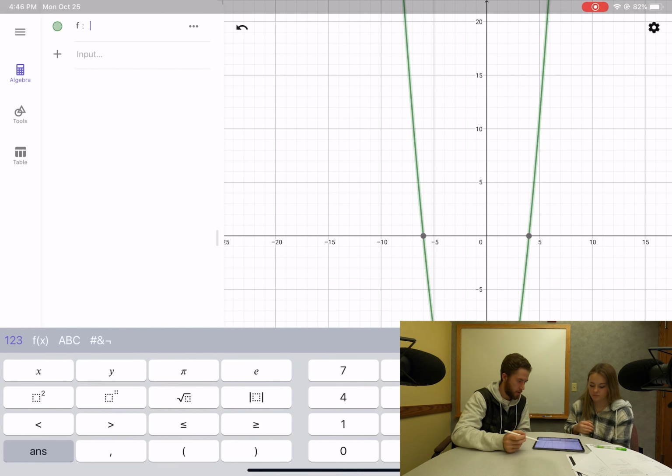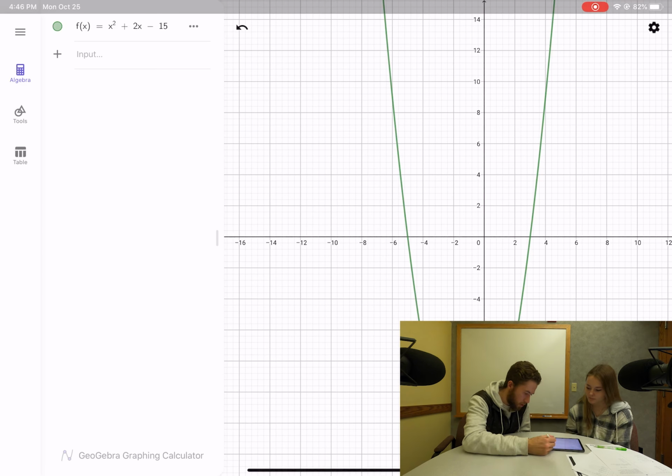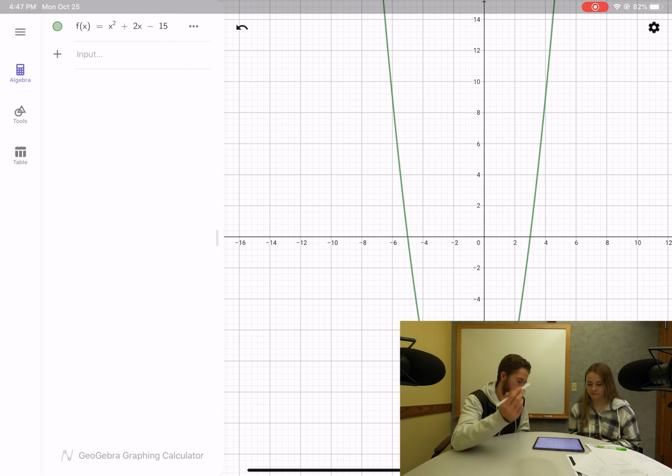Actually, you try. So x is right there, and the square button's right below it. Plus 2x. Where's the plus? I know it's hiding. Right there. Minus 15. And we said 3 and -5. I know that doesn't show the -5 right there, but what's right between -4 and -6? -5. And then what's right between 2 and 4? 3. Feel good about it?